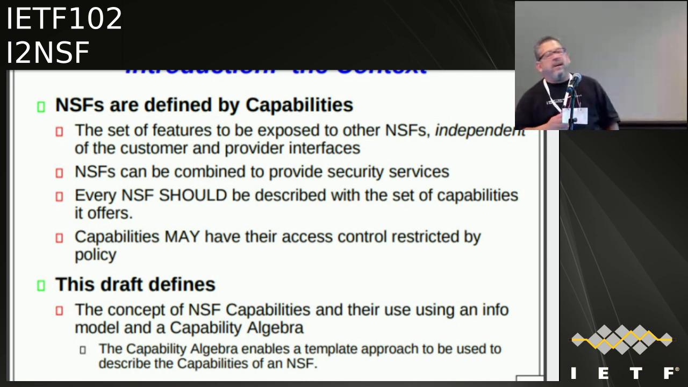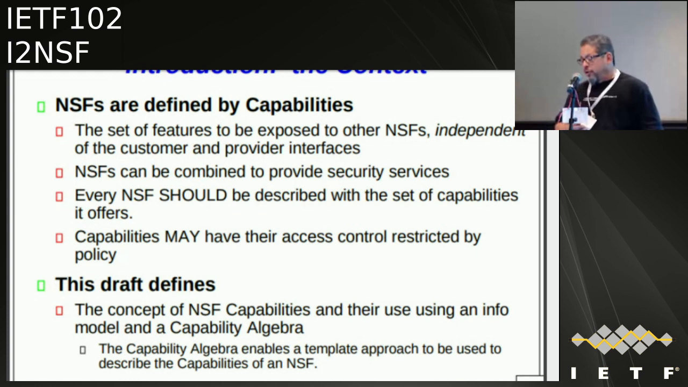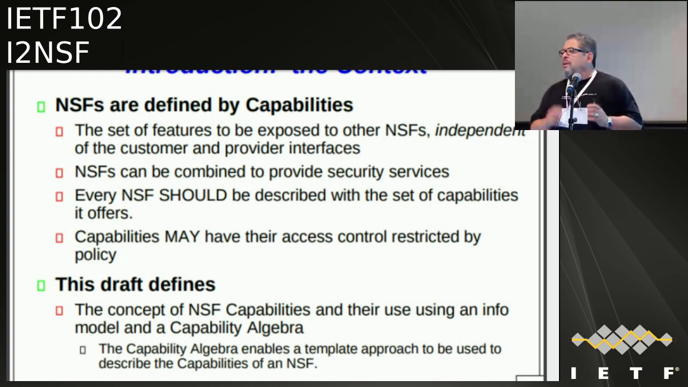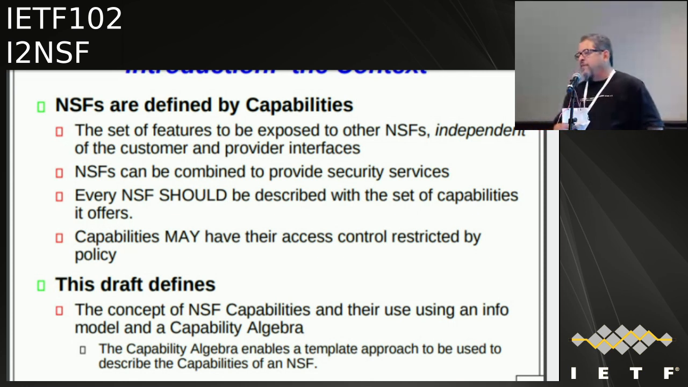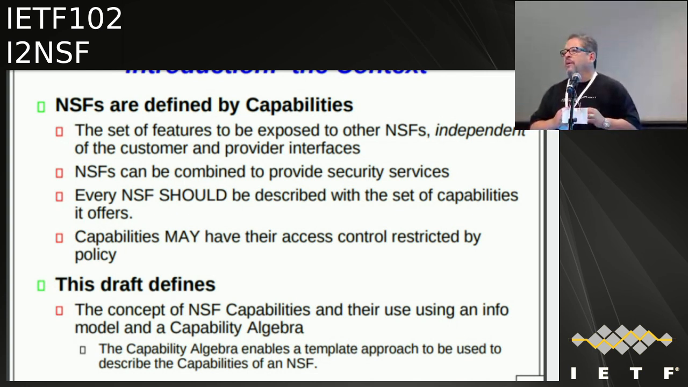Normatively, we say that every NSF should be described with a set of its capabilities. Capabilities are not the same as access control, but capabilities may be affected by access control. So this draft defines an information model for representing capabilities in a vendor neutral way. One data model implementation of that could be YANG. There are many others as well.